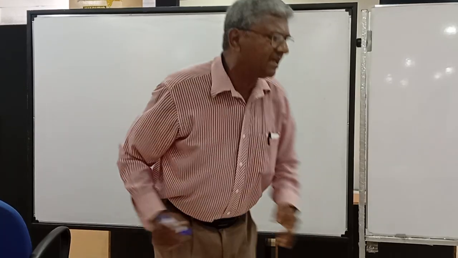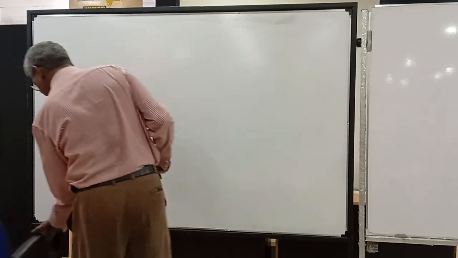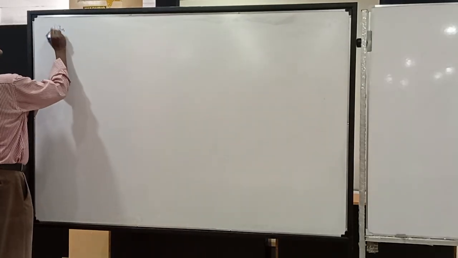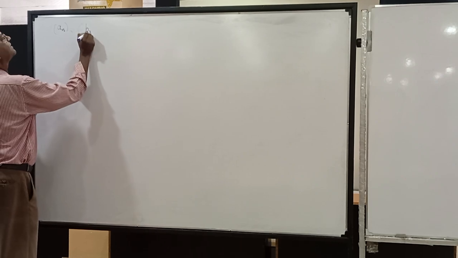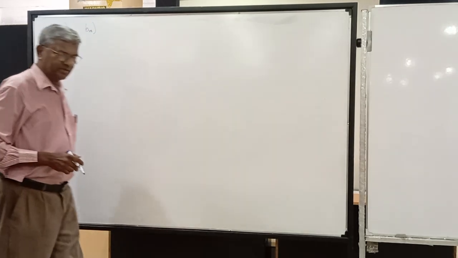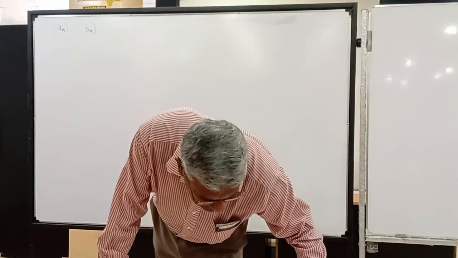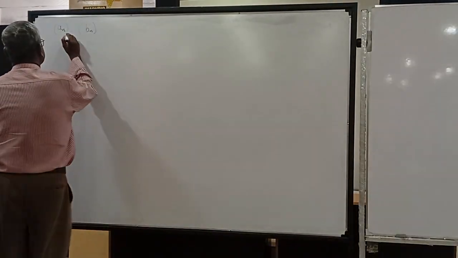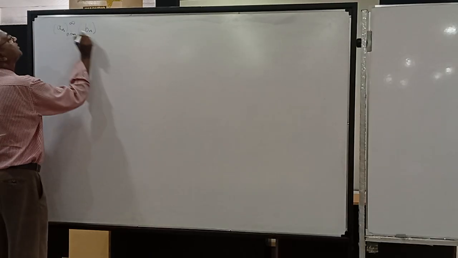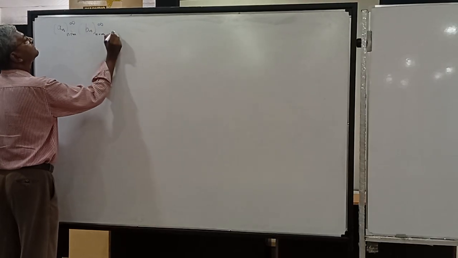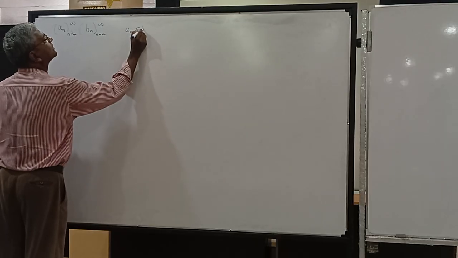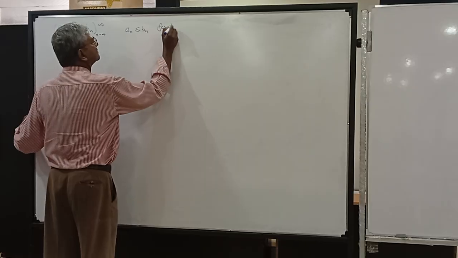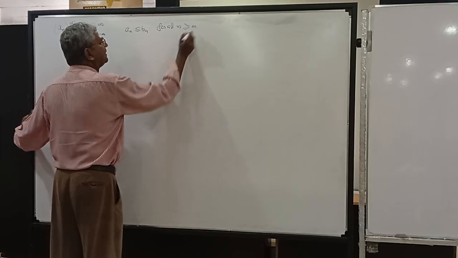He says comparison principle. Suppose a_n and b_n are two sequences. I don't write n going into infinity, etc. You can write it such that a_n less than or equal to b_n, for all n greater than or equal to m.